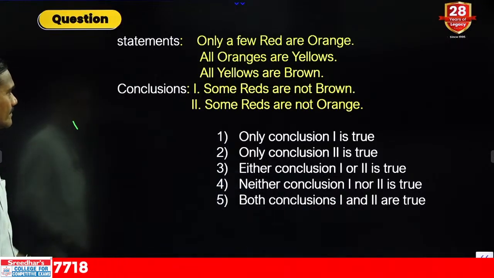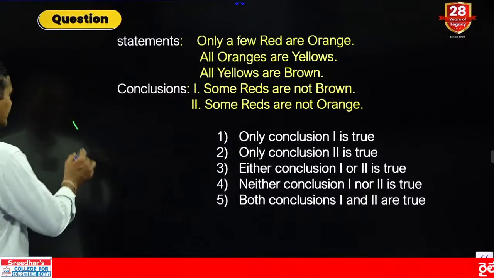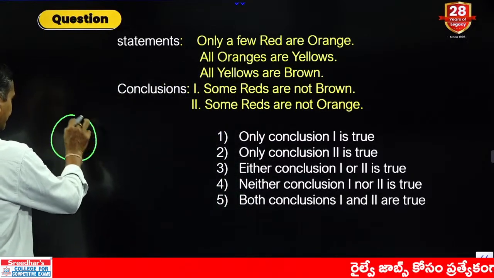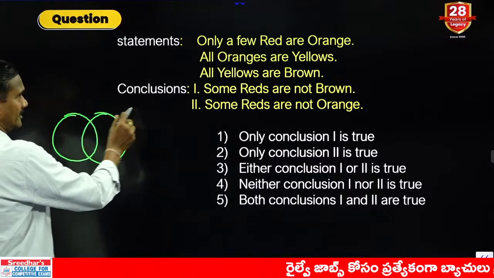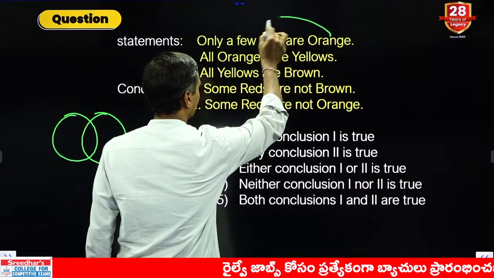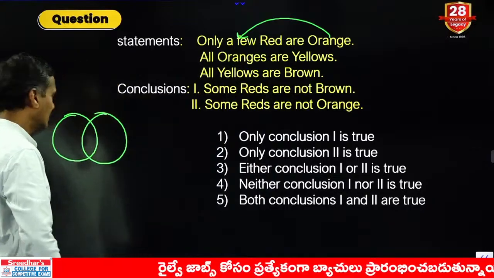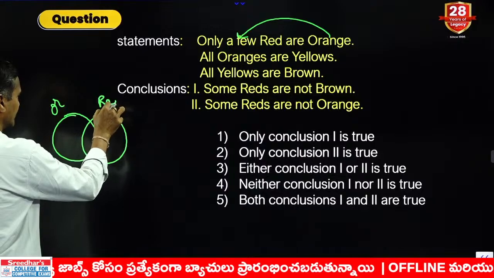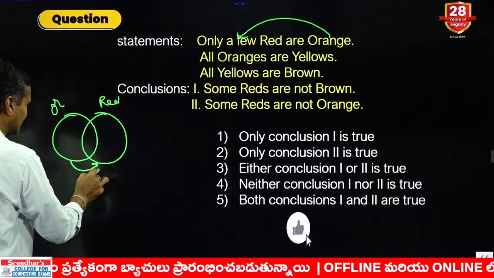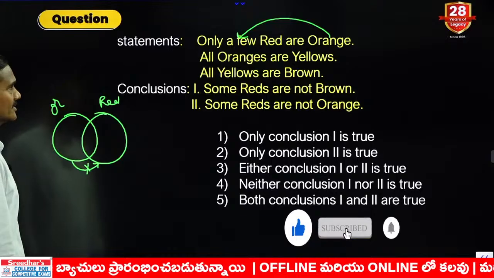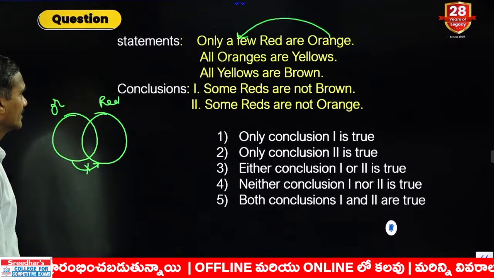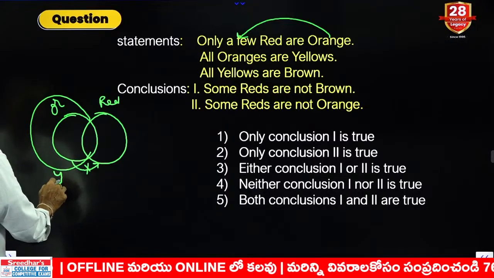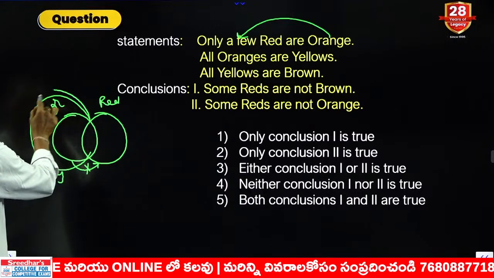Then in this one, only a few red or orange. Only a few red or orange means, and these orange belongs to only some red. Now this orange, this is red. This orange belongs to only some red but not all. All oranges cannot be red. All oranges are yellow. This entire orange is what? Yellow. And all yellows are what? All yellows are brown.